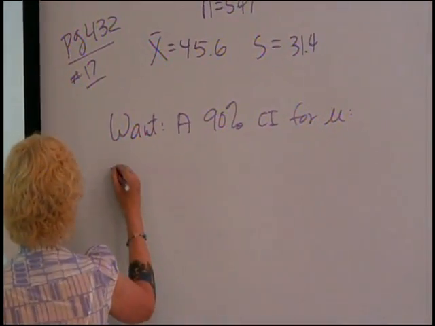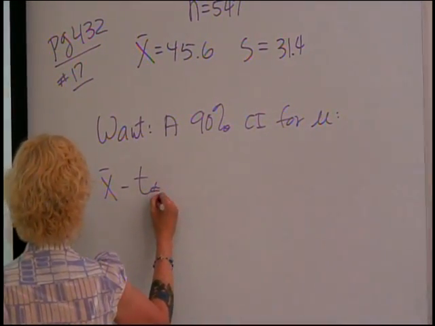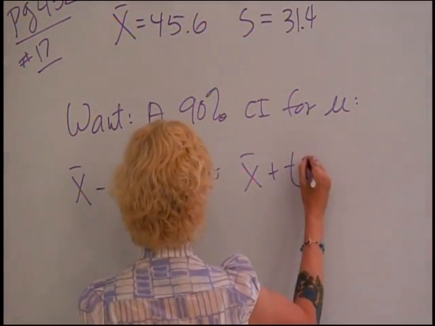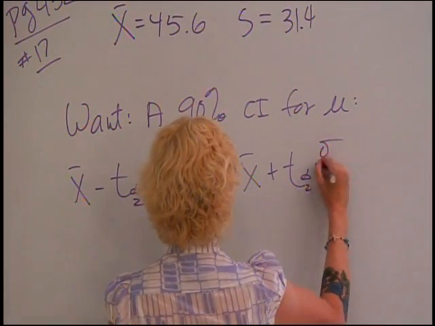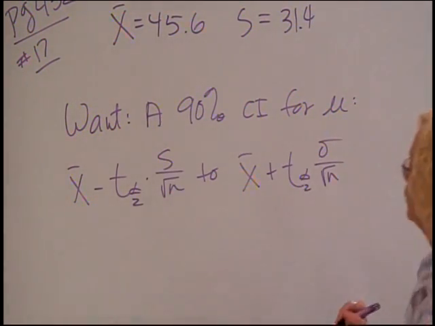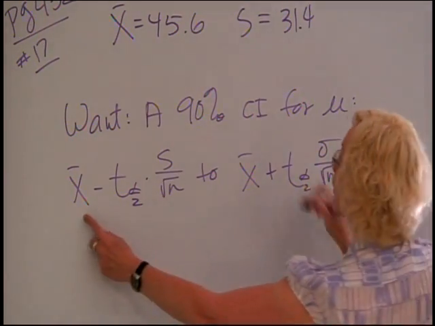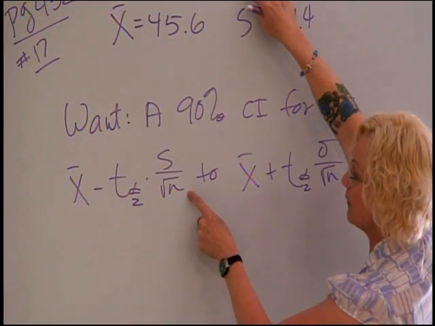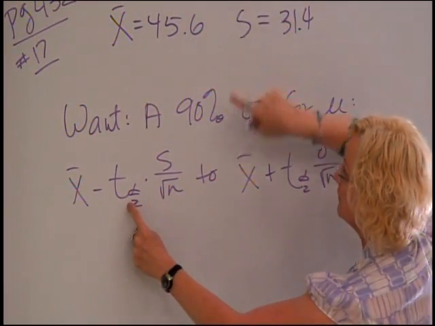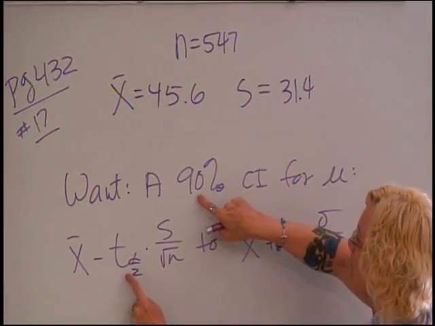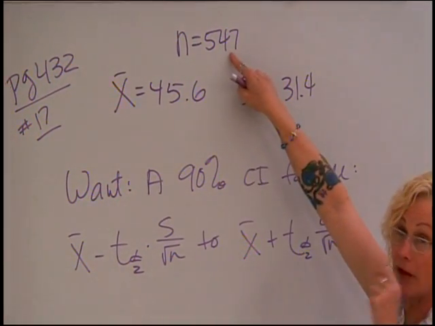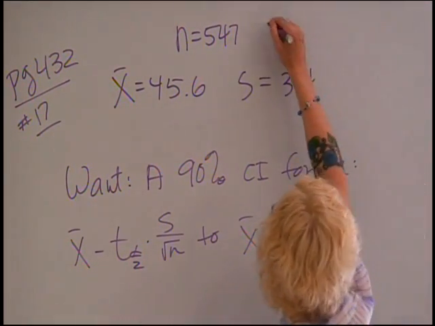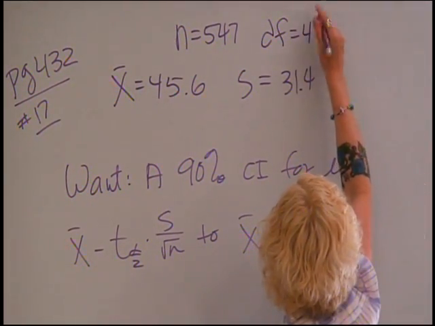So we've got X bar minus a T value times S over root N to X bar plus a T value times S over root N. So we have X bar, we have the sample standard deviation, we have the sample size. We just need the T value, which is based on 90% confidence, and the sample size. So if we have a sample size of 547, what's our DF? 546.